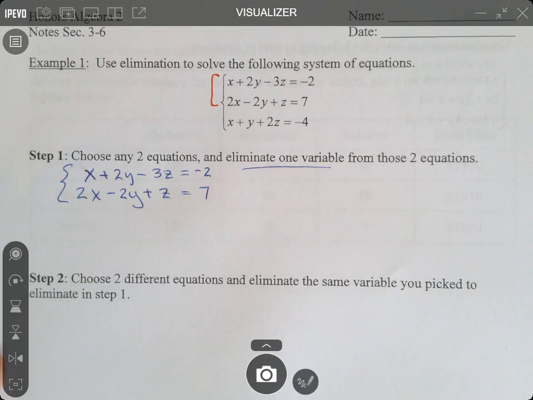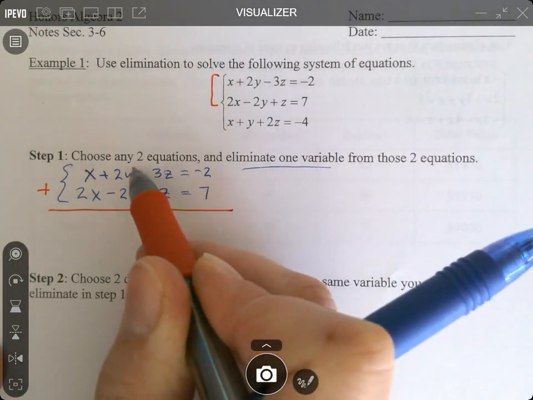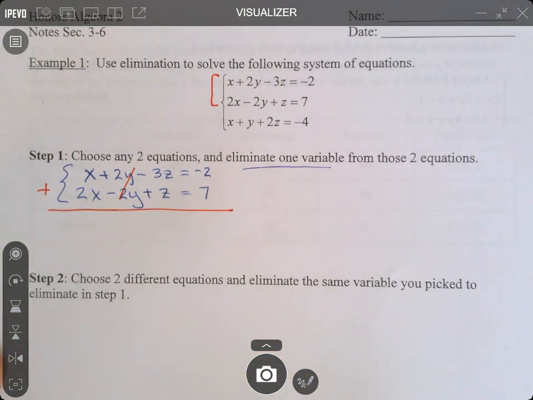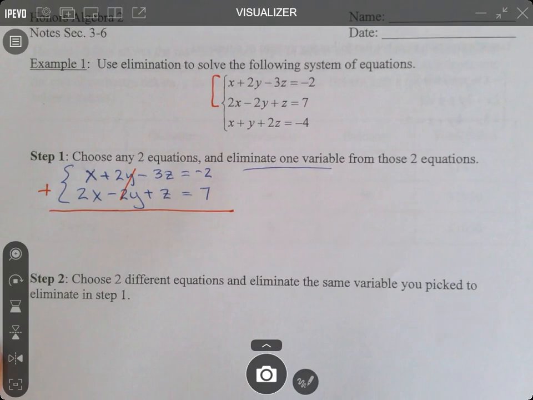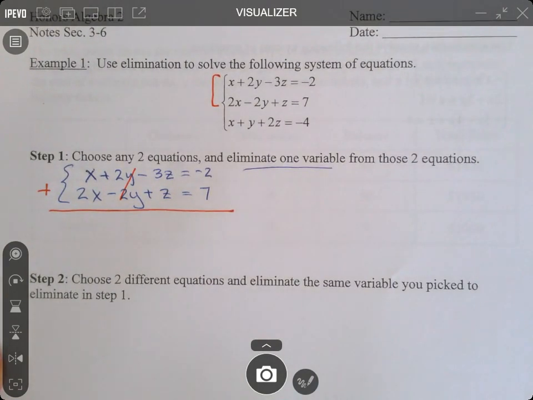Now, why did I pick the first 2 equations? If I use my elimination method skills, do you see that the 2y and negative 2y cancel out? So that's why I chose those two. If that didn't cancel out on its own, then I would have had to manipulate something. All right, is that focused now? Or not? Is that focused?